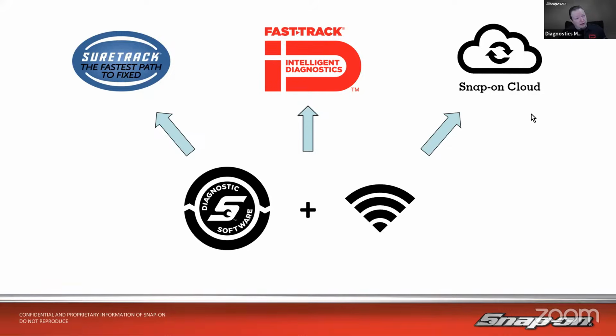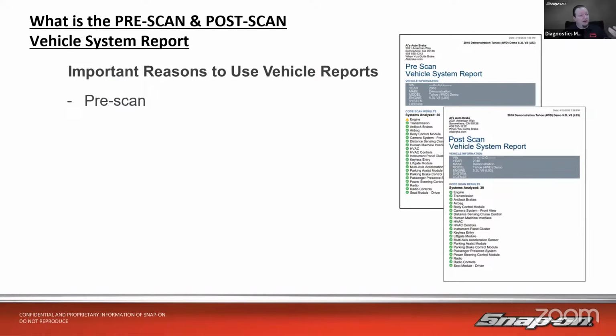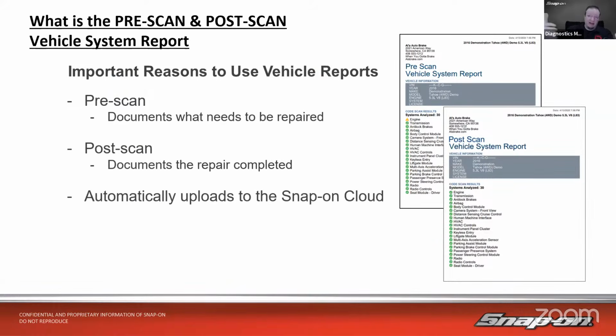Which we're going to talk about next. So one of the things that goes to Snap-on Cloud is the pre-scans and the post-scans on the vehicle. So in this case, we're talking about pre-scan and post-scan. Now, this isn't necessarily exclusive, but the way that we lay it out and the way that we allow you to share this with your customers is kind of unique, because we have our own cloud service to store these and to send them along.